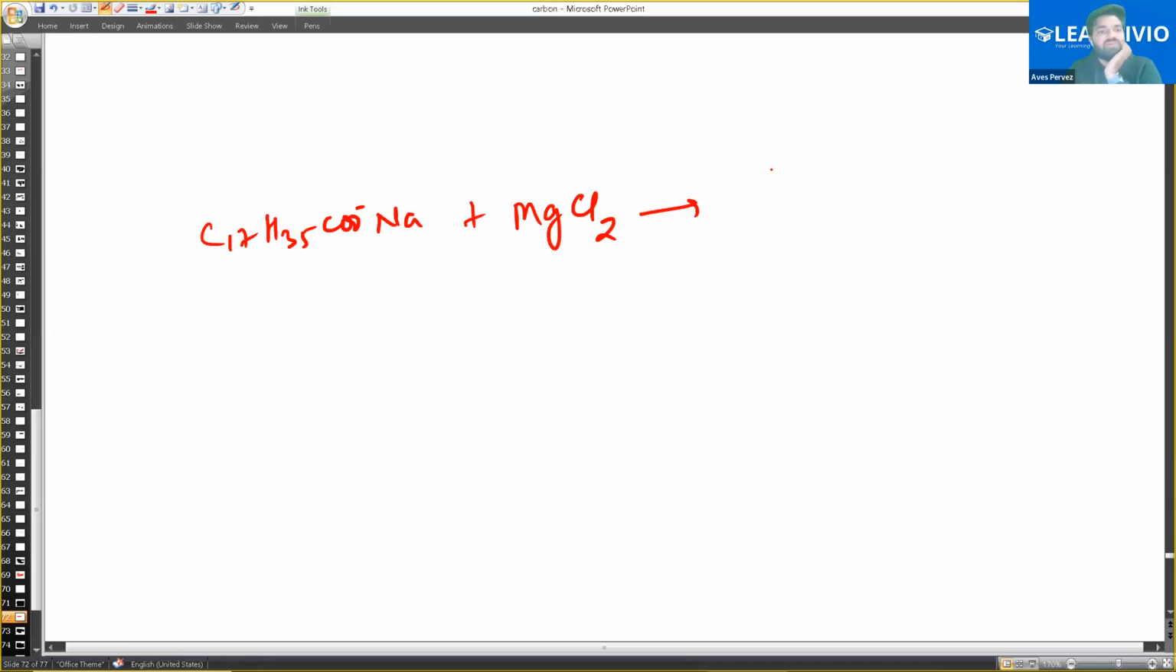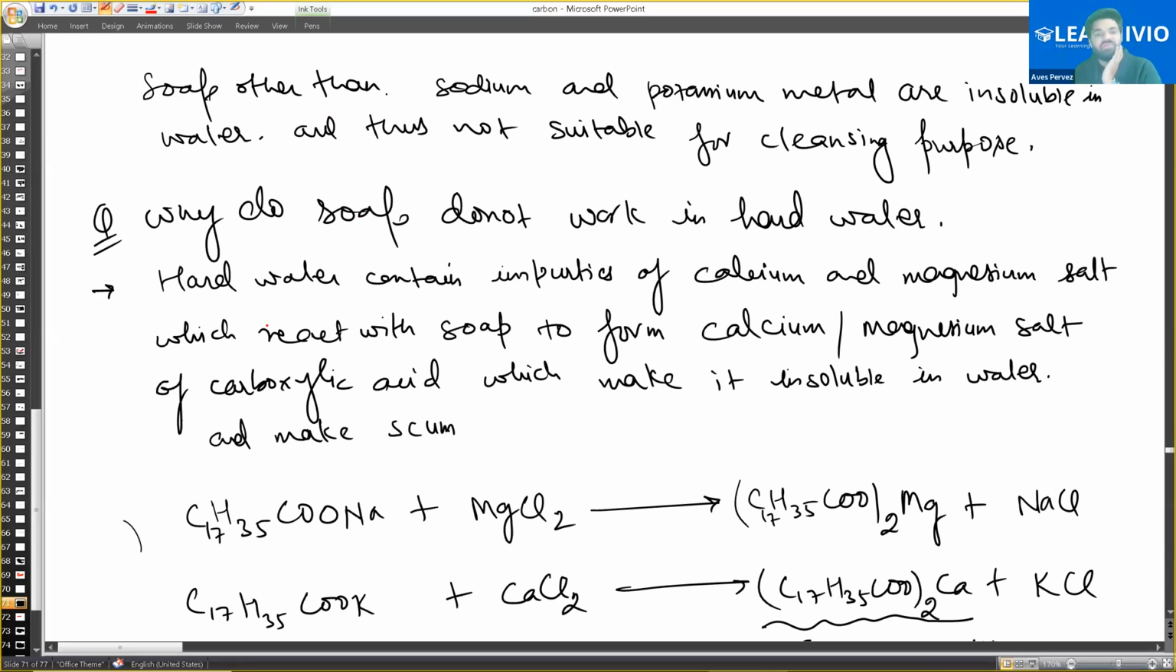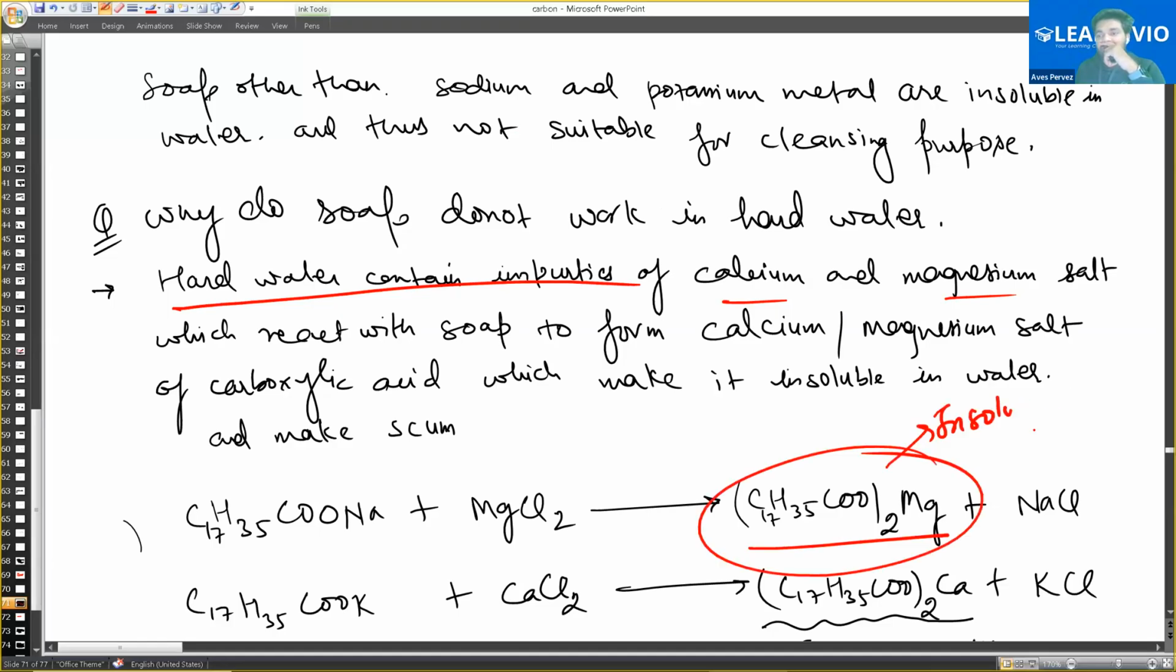So please take a screenshot of this one: why does soap not work in hard water? Hard water contains calcium and magnesium, and when we add soap to hard water, it reacts with the calcium and magnesium present and forms a compound that is insoluble in water. It settles down as white scum.